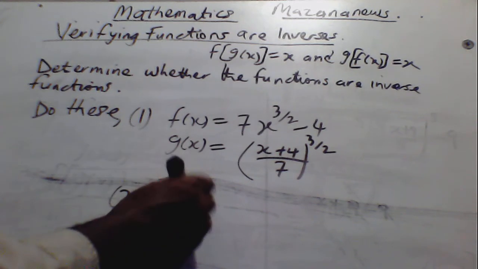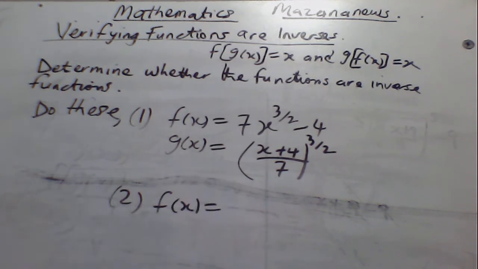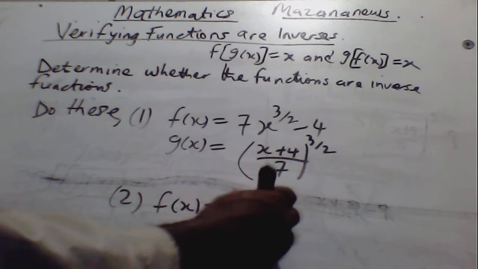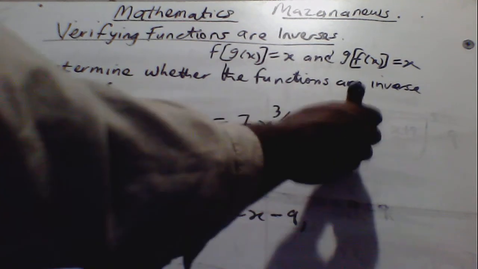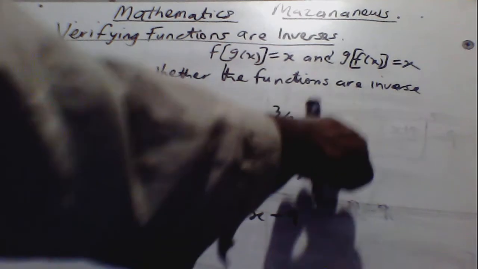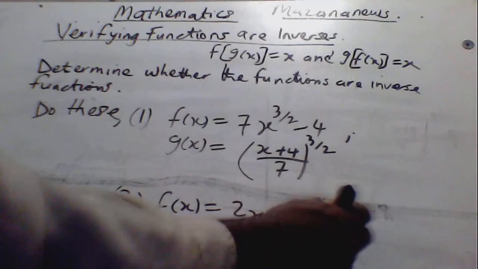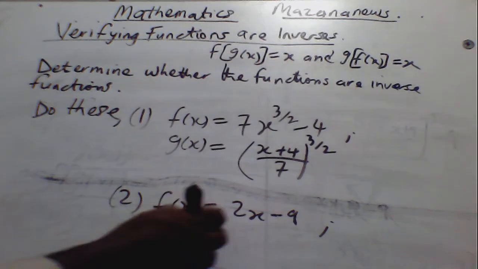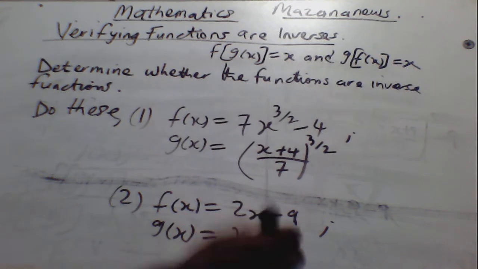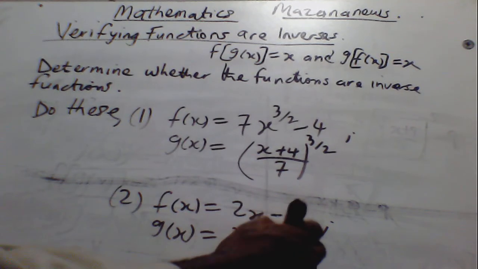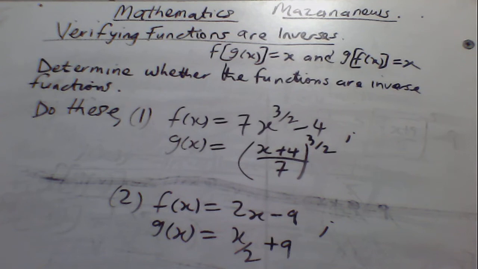So f of x is equals to 2x minus 9. There's a semicolon here. g of x is equals to x over 2 plus 9. Determine whether the functions are inverse functions.